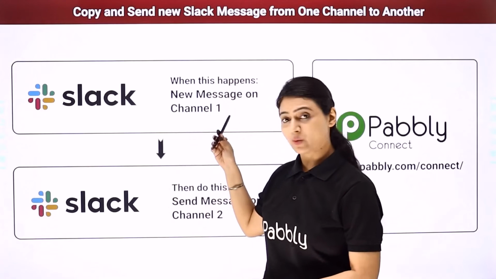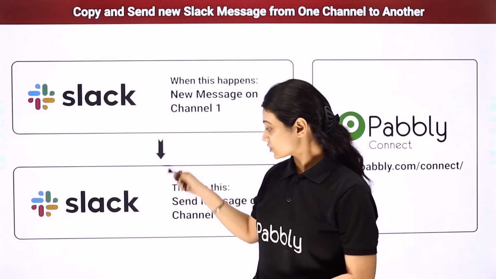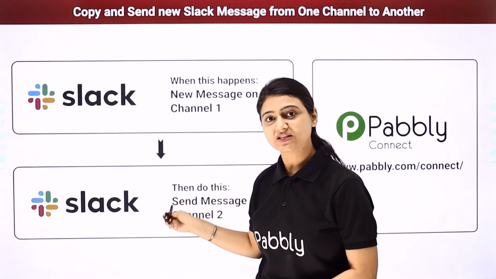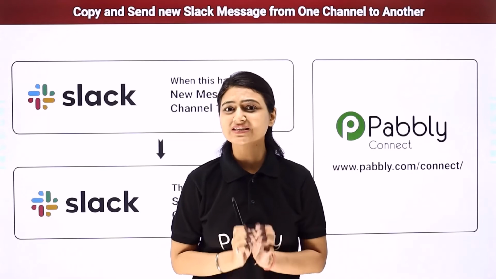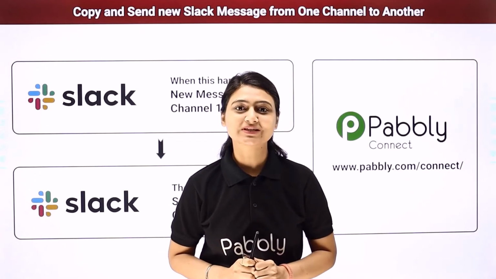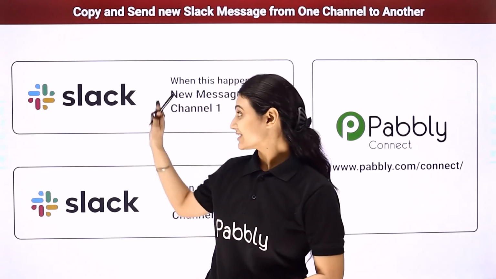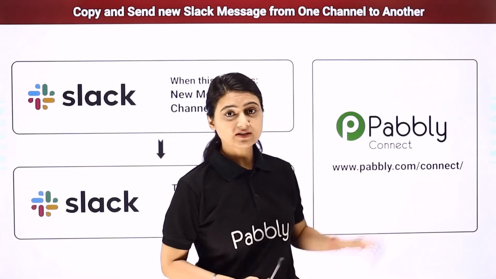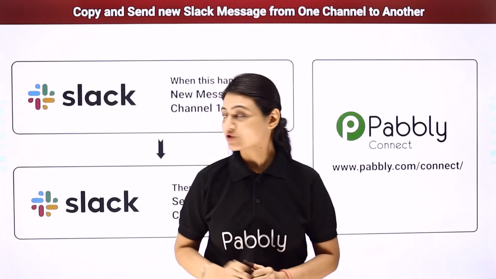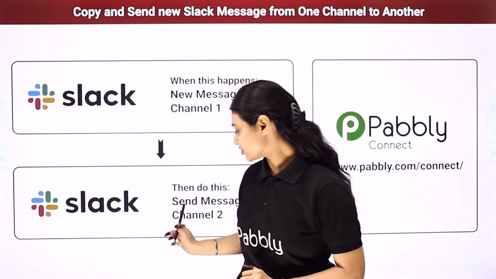First, you can go to channel 1, compose a message and send it there. Now copy the same message, come to channel 2 and send the same message. However, this can be a time-consuming process, and why go through so much repetition when you can do integration? So here we will connect Slack with Pabbly Connect. Whenever you send a message on channel 1, the same message will automatically be sent to channel 2.